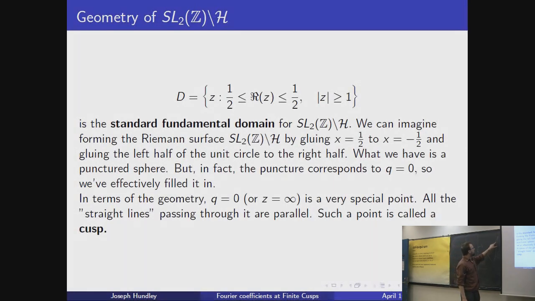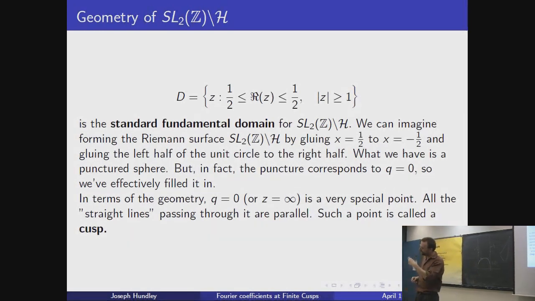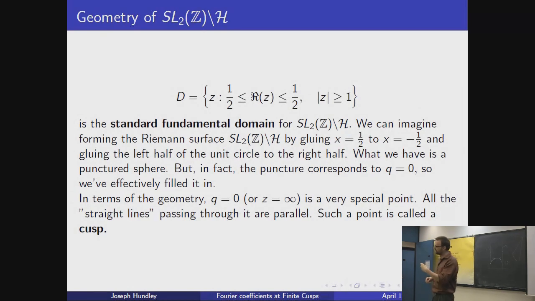And that's what we have when we just do H mod SL2Z, but remember that when we thought about modular forms, we required them to extend holomorphically across q equals 0. So because we have to extend holomorphically across q equals 0, we've really compactified our Riemann surface, adding in that missing puncture point. Now, that extra point is sort of z equals i infinity, or q equals 0. And it's a pretty special point. I mean, every line in the circle that goes through that point is parallel to every other. And so that's what cusps means.